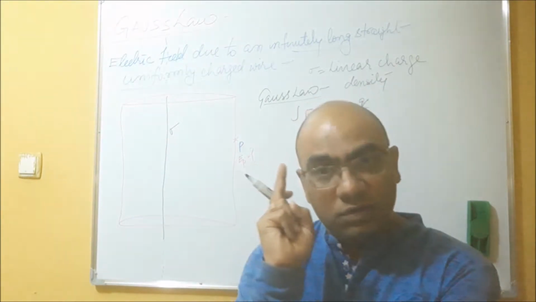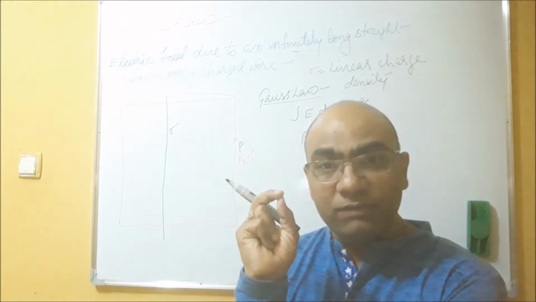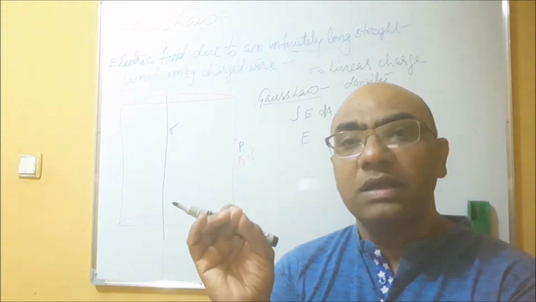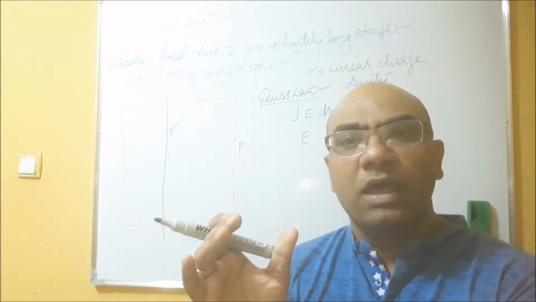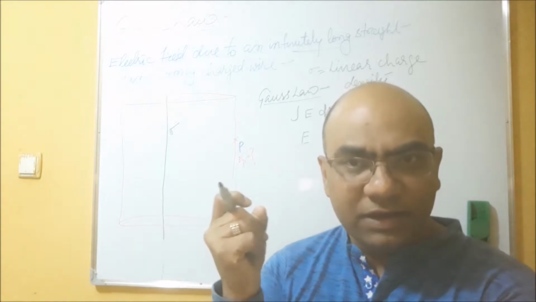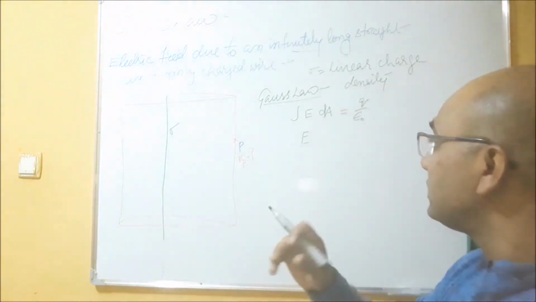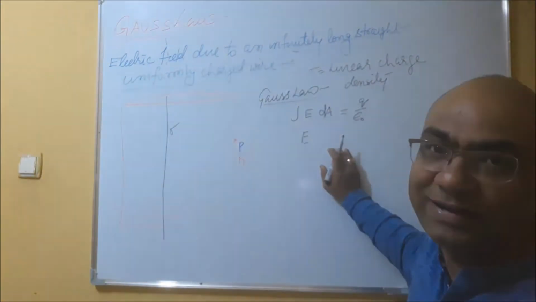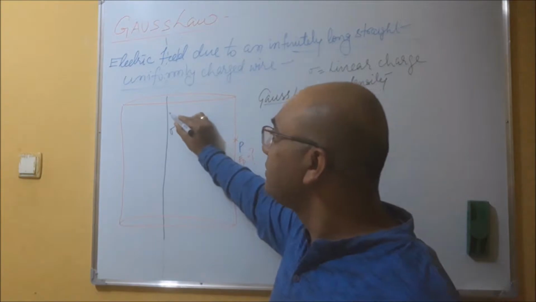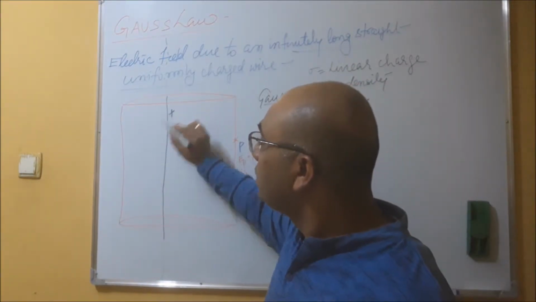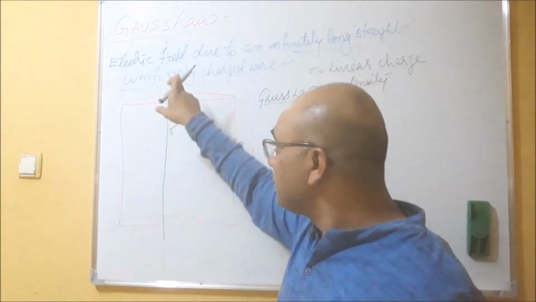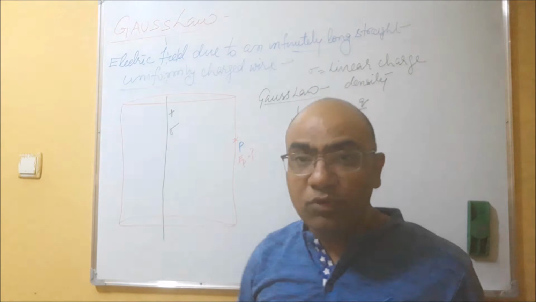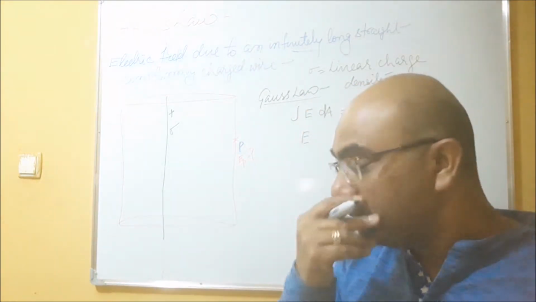We can remember this point also: we will try to make a Gaussian surface in a way that all the points on the Gaussian surface have an equal value of electric field intensity. What would be the benefit of this? The benefit is that E will become constant, right? And if this is positively charged, for example, this is the positively charged line, or it may also be negatively charged, but I am taking this positively charged wire.